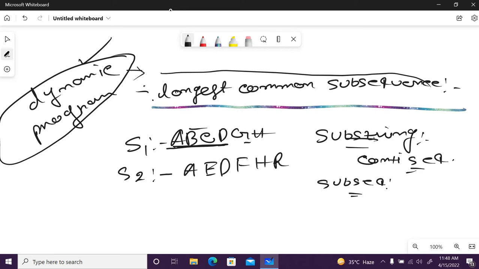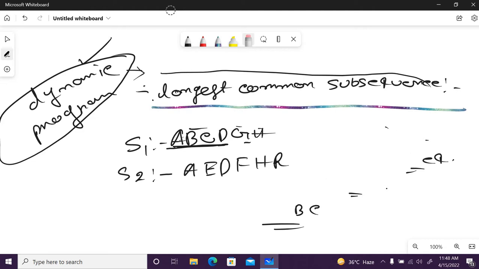GH is a subsequence, obviously. But if I say G, B, C, is it a subsequence? No, it is not, because it is not in sequence. So a subsequence is one which is not necessarily continuous, unlike a substring, which is continuous. So this is the difference between the substring and the subsequence.